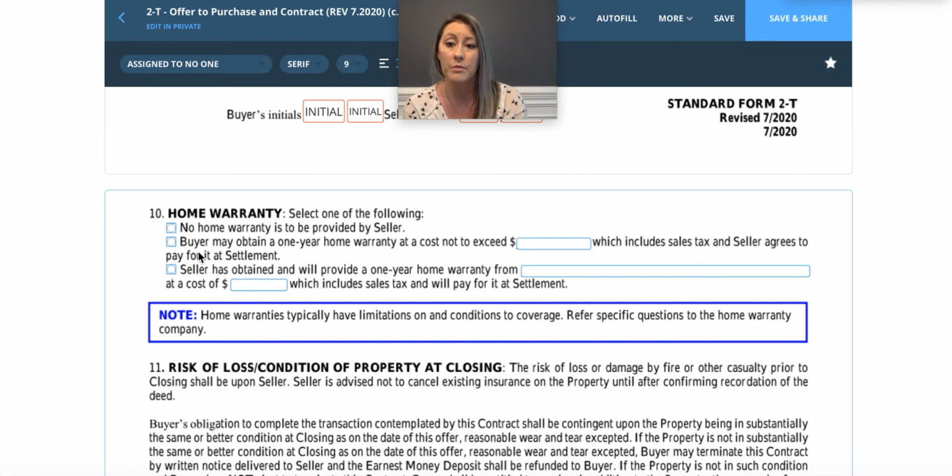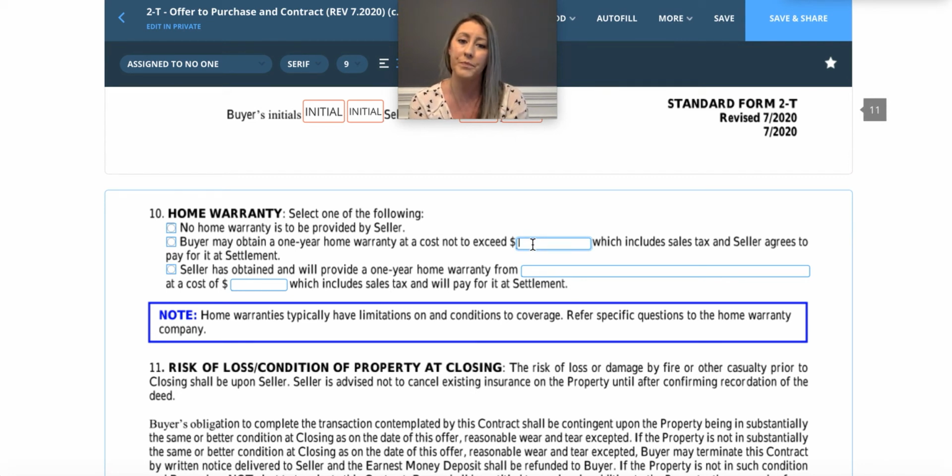So the first one is no home warranty is to be provided. So the seller said, no, the house is good. It doesn't need a home warranty. This one is buyers may obtain a 1-year home warranty at a cost not to exceed.